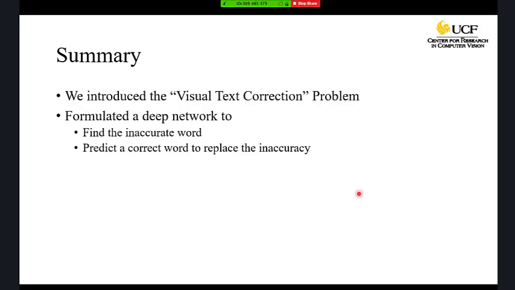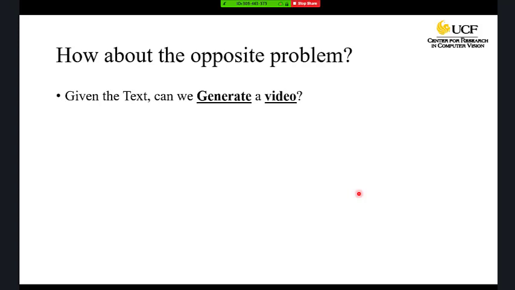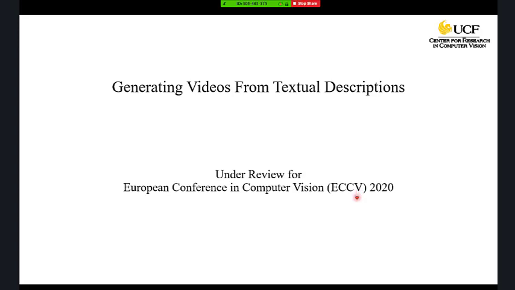As a summary, we introduced a novel problem named visual text correction, and we formulated a deep network to find the inaccurate word and also predict the correct word to solve the inaccuracy. In the last two chapters, given a video, we either fill in the blank or detect and fix an inaccuracy in a sentence. So in both works, we use a video to manipulate a sentence. How about the opposite problem? Given a text, can we generate a video? The material of this work is under review at ECCV 2020.